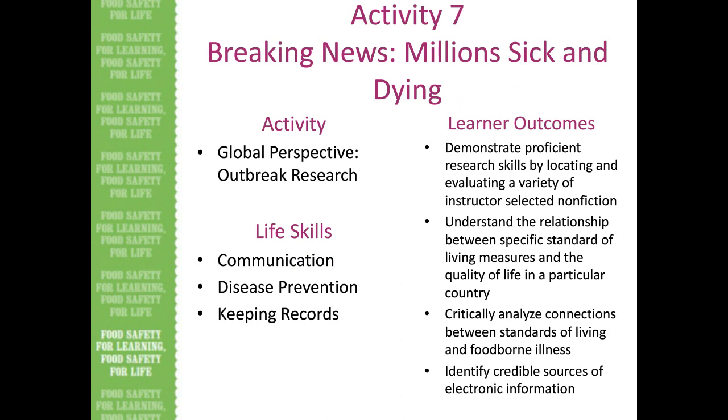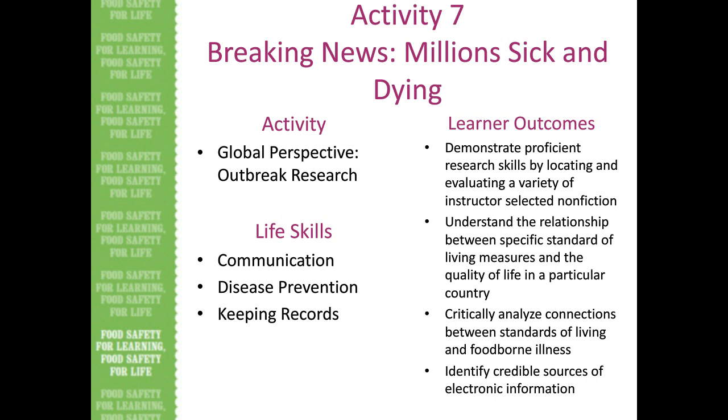In Activity 7, we want to look at foodborne illness from sort of a geospatial or global perspective. And so here students are researching outbreaks using CDC websites to look at outbreaks around the world, and then to try to determine from those reports what the cause was and the number of people who were affected, and really start to tease that apart and look at where there are similarities and differences across the globe. And so one of the things that we want to focus students on here are those connections between standards of living and incidences of foodborne outbreaks.